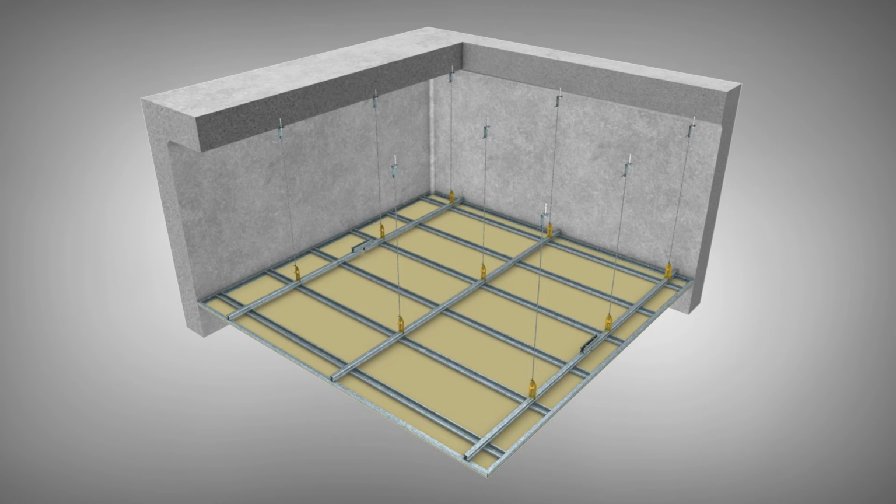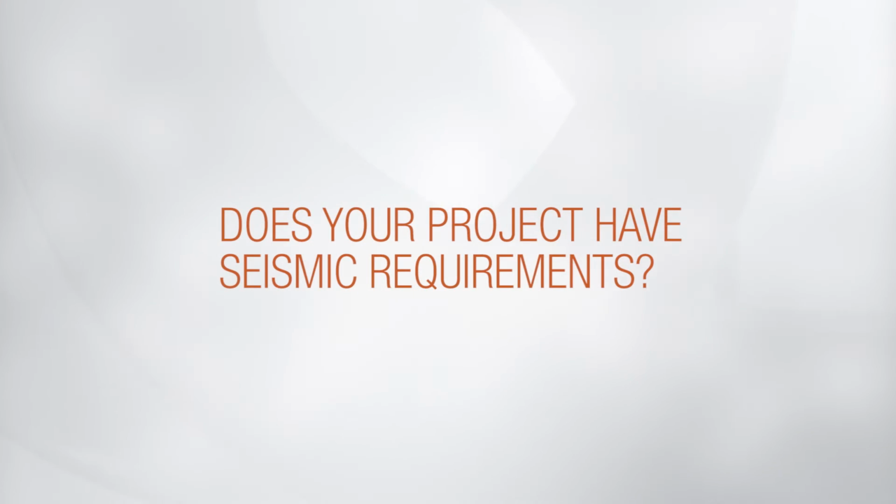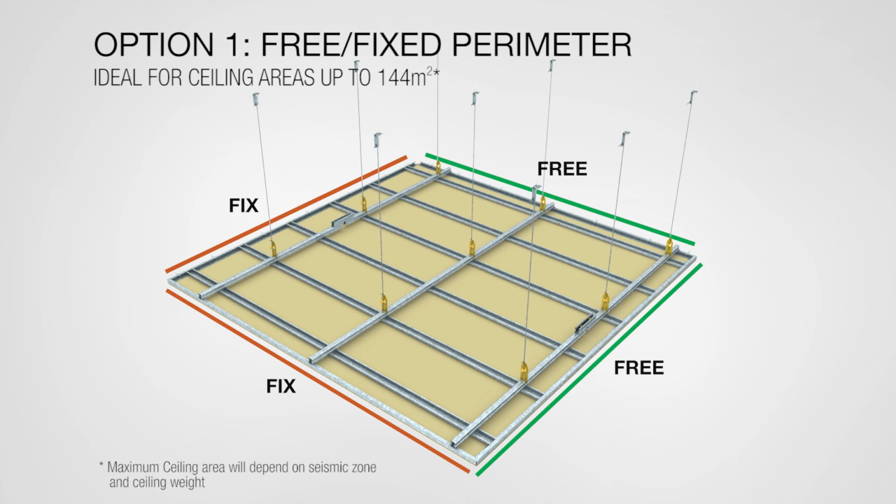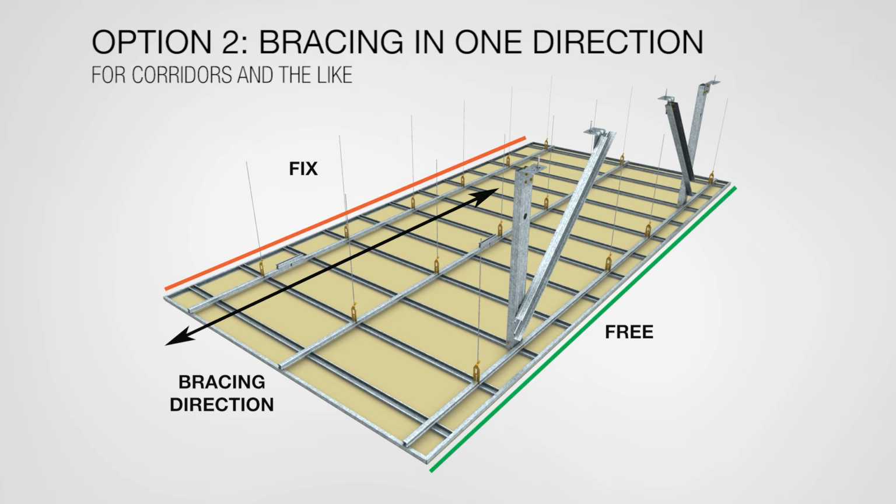The Rondo KEY-LOCK concealed suspended ceiling system can be designed for all seismic requirements. Our free and fixed perimeter fixing options are designed for ceiling areas up to 144 square meters, subject to seismic actions. Our one-direction bracing option is great for long rooms with smaller widths, such as corridors.